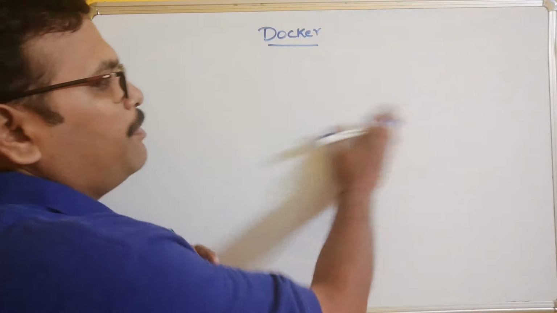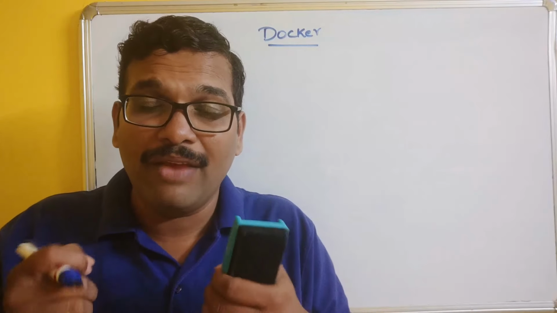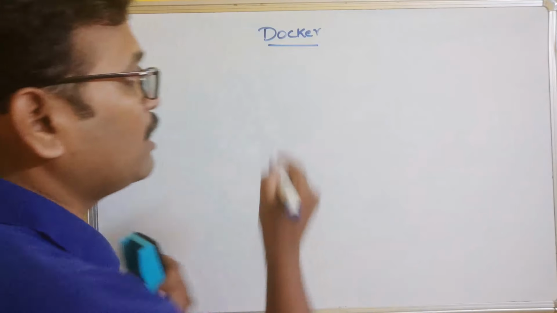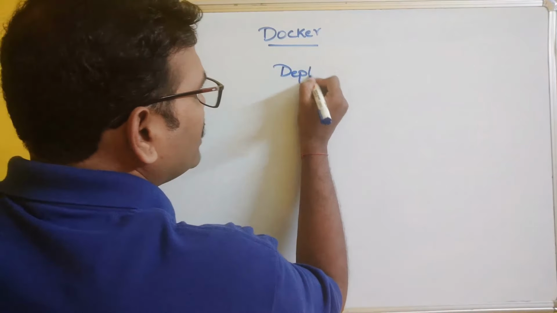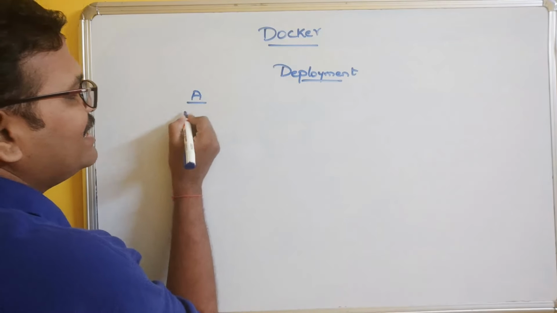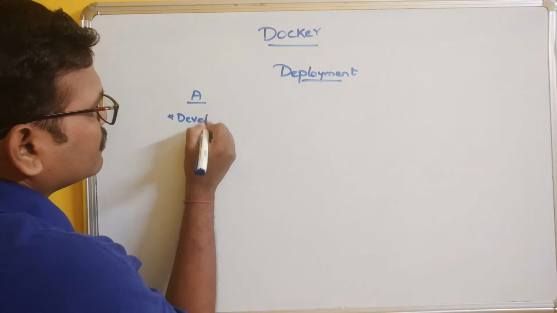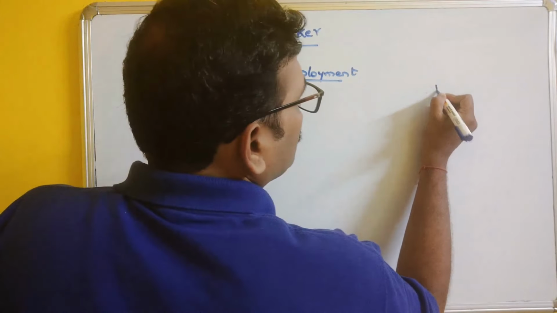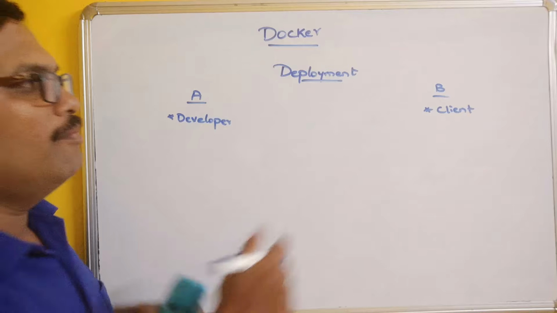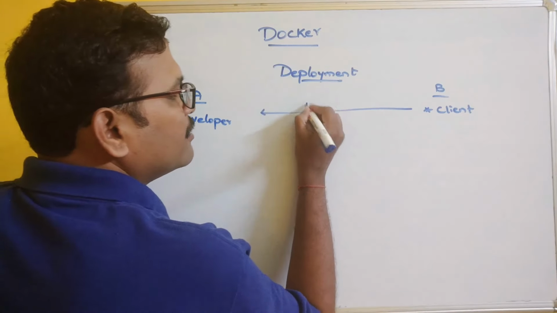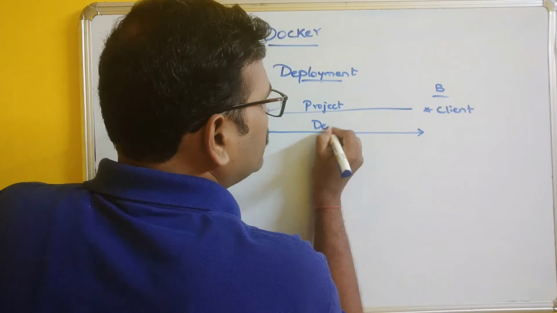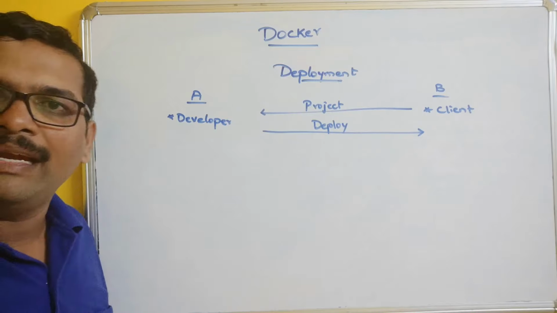Before going to the concept, let me explain one thing. Every developer faces a problem with deployment. So what is the problem in a deployment? For example, A is a developer and B is a client. B will give the project so that A has to deploy the project on client B.